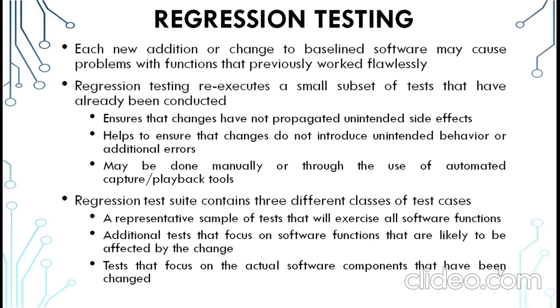Regression testing may be conducted manually by re-executing a subset of all test cases or using automated capture or playback tools. And also, it ensures that the changes have not propagated unintended side effects. It helps to ensure that the changes do not introduce unintended behavior or additional errors in the system. It may be done manually or through automated, as I said, the capture or playback tools.